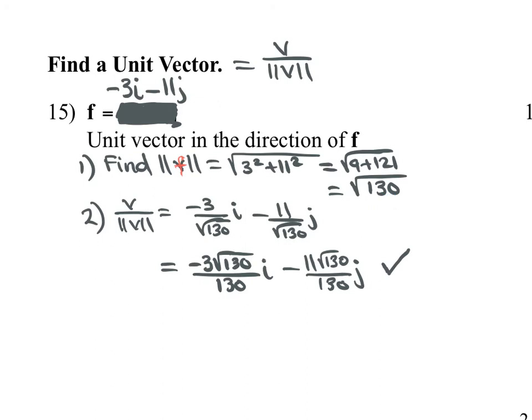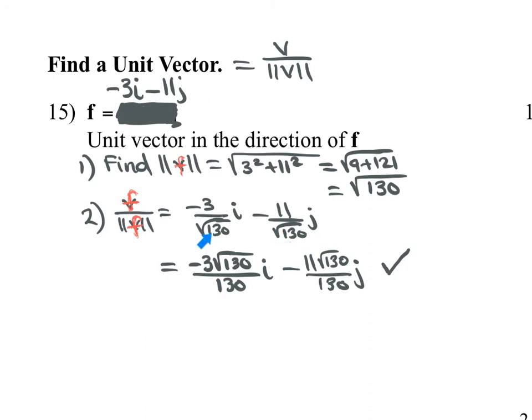And then step 2, it's the vector divided by its magnitude, and I should have f there instead of v. Okay, that's vector f. All right. So vector f divided by its magnitude is negative 3 divided by the square root of 130 i minus 11 divided by the square root of 130 j.